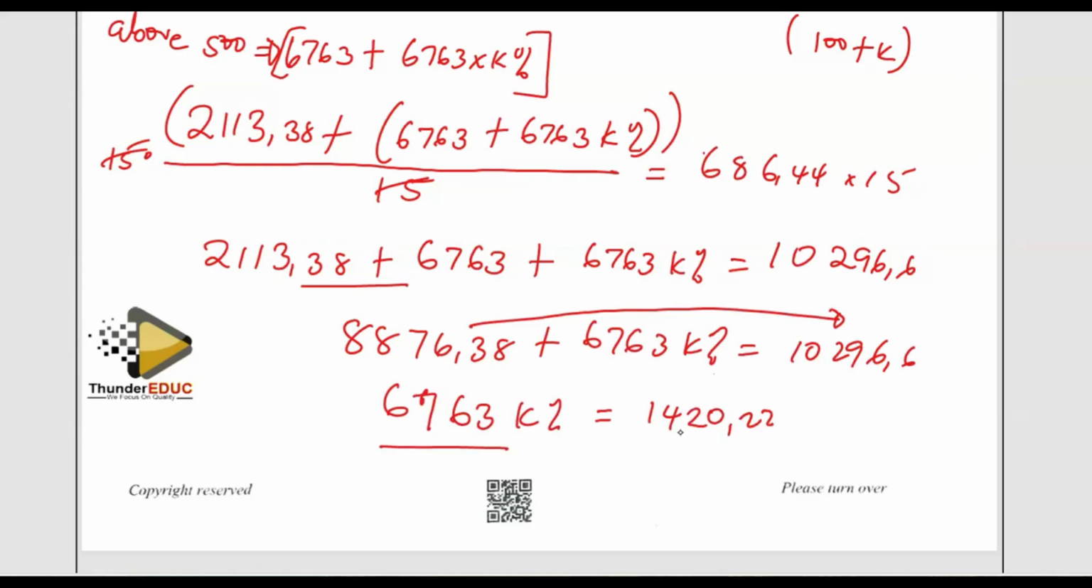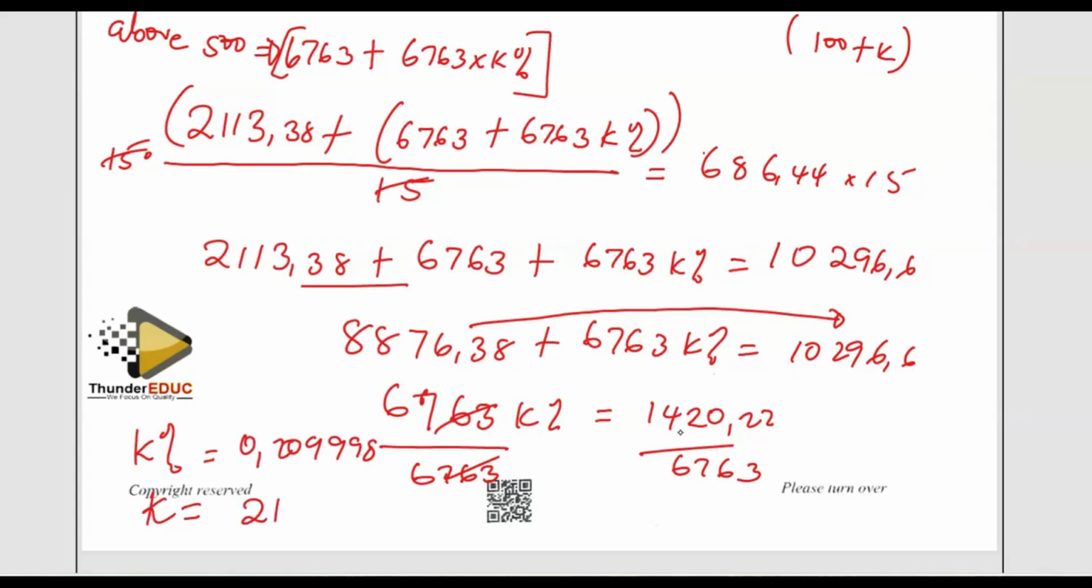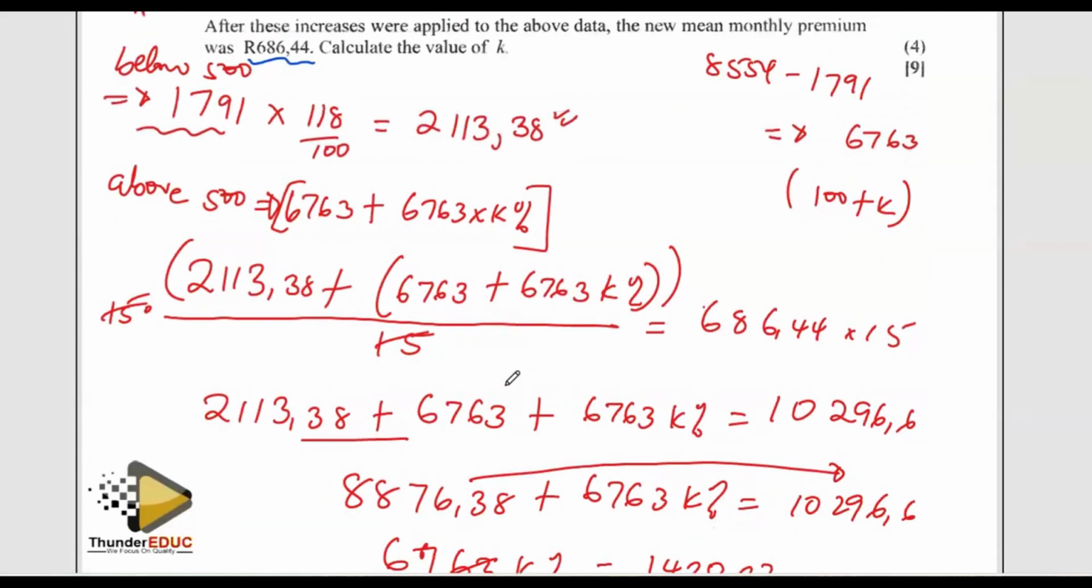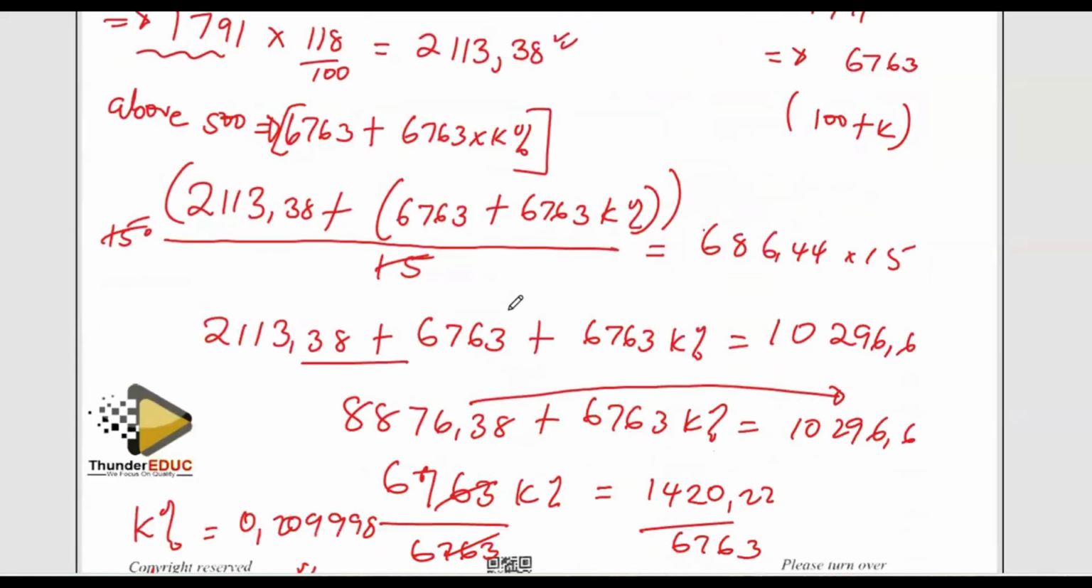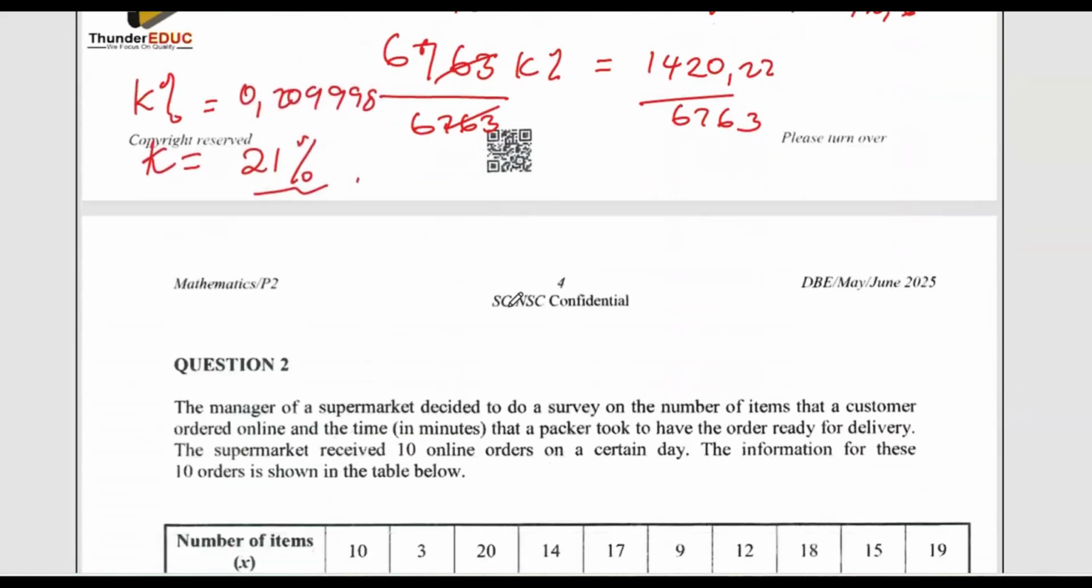1420,22 divided by 6763. Okay, so meaning that our k% is something like 0.20998 multiplied through by 100. K is approximately 21%. Okay, so that's what I'm getting. You can use your short method that is quick and still get the same answer, but this is how I would have approached it in the longest format.